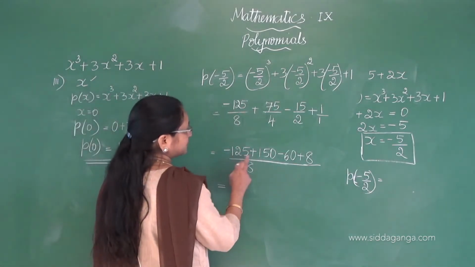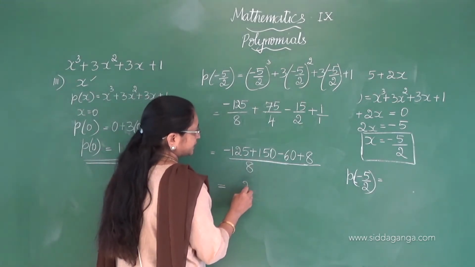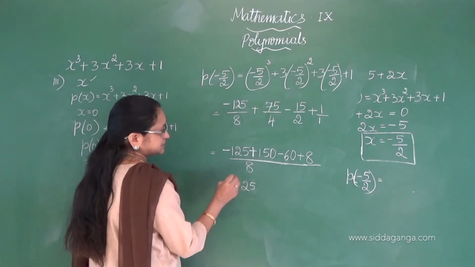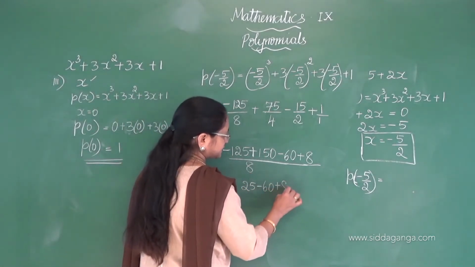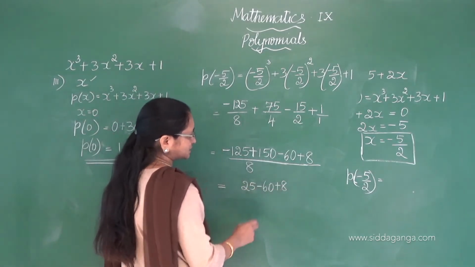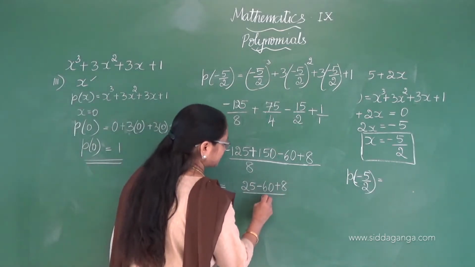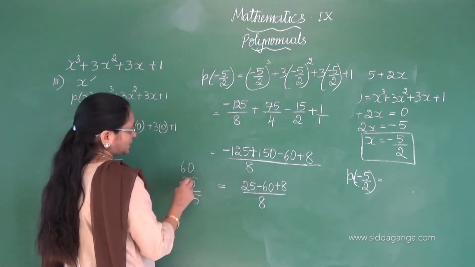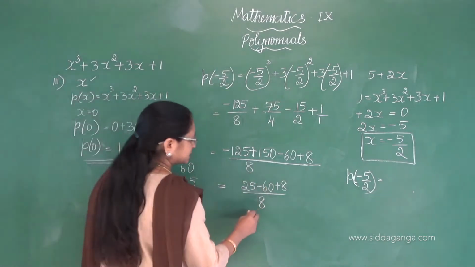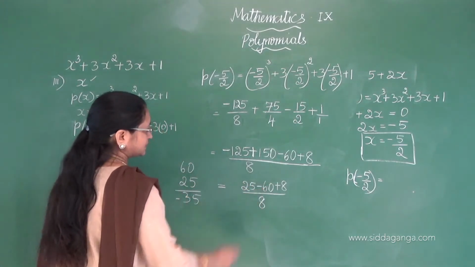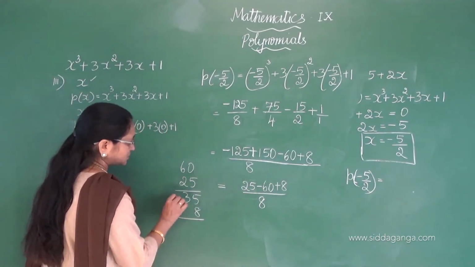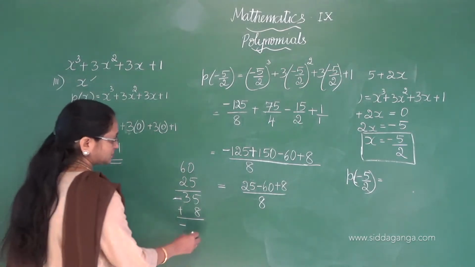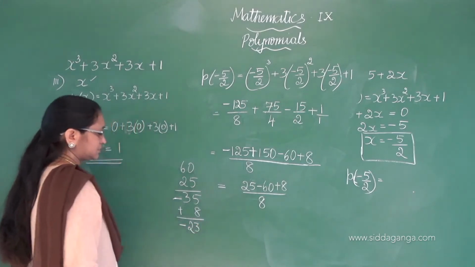Simplify now. See, minus 125 plus 150 you will get 25. So minus 125 plus 150, it is nothing but the greater number's sign, plus 25. Then minus 60 plus 8. So now here you just add this and subtract the answer. So this is divided by 8. Now 60 minus 25, 35. So here the greater number's sign, again you will get minus 35. So minus 35 plus 8. Again you have to see the greater number's sign, but you have to find the difference. So 23. No, sorry.